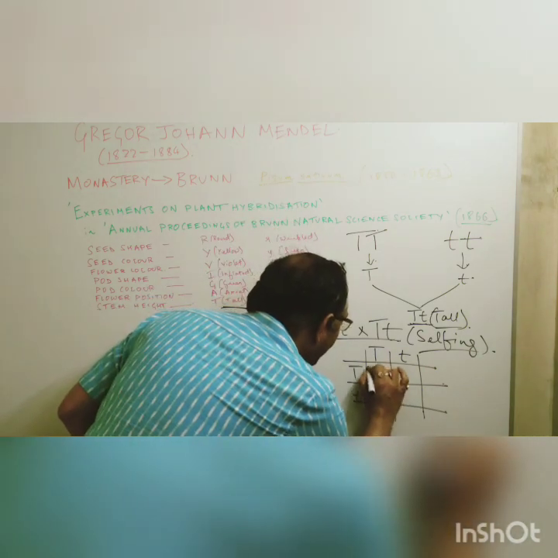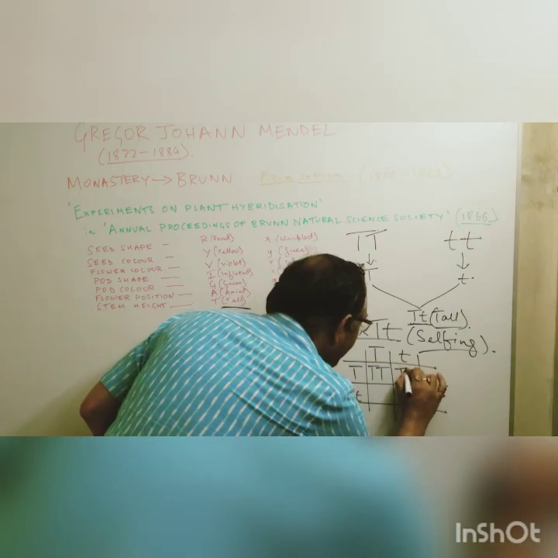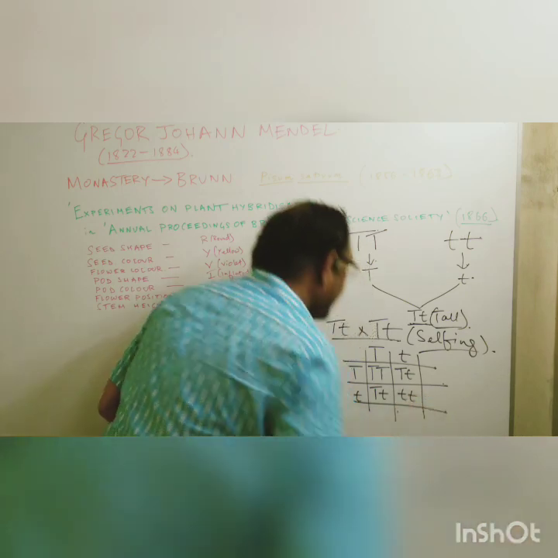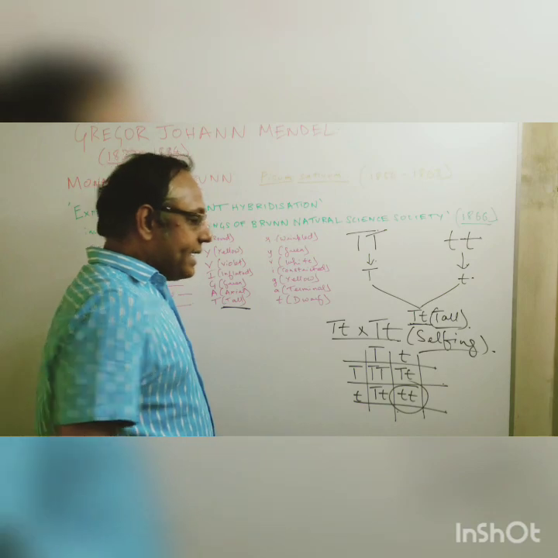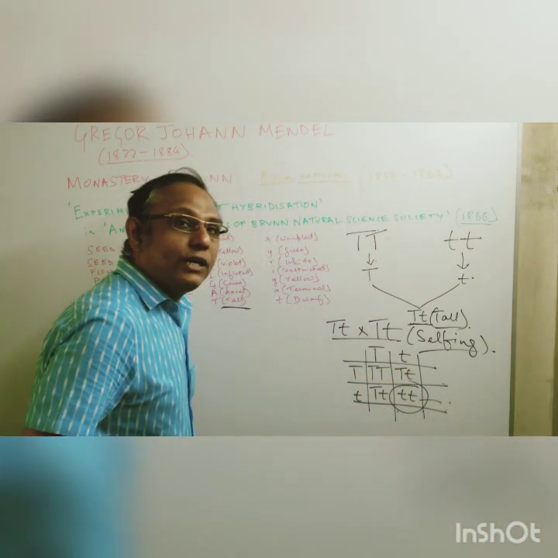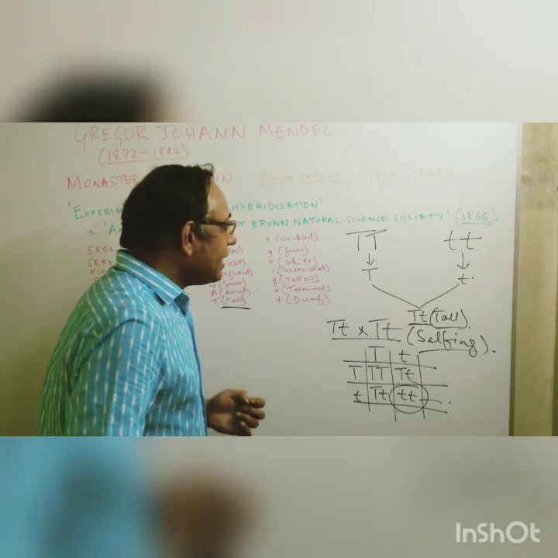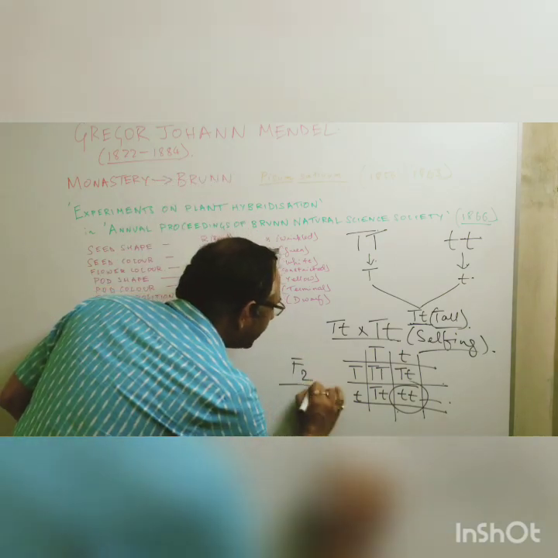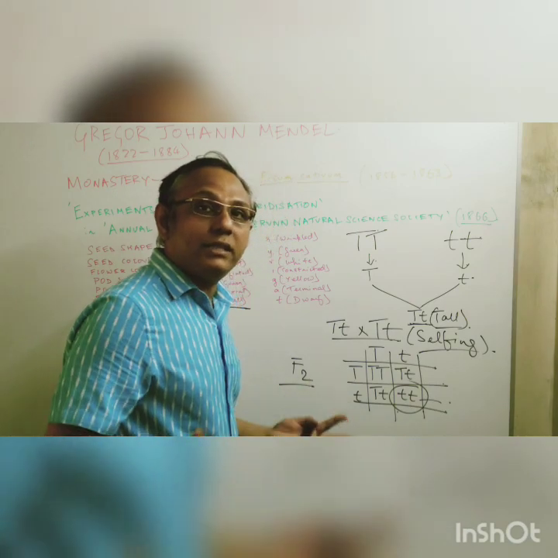And I cross it. So here I'm getting capital T, capital T, small t, capital T, small t, and small t, small t. The interesting part here is this small t, small t. This is giving him a dwarf plant, whereas the rest of them are giving me tall plants. So he finds that in the second generation, known as the filial 2 generation, the dwarf plant suddenly comes back. Why does it come back?